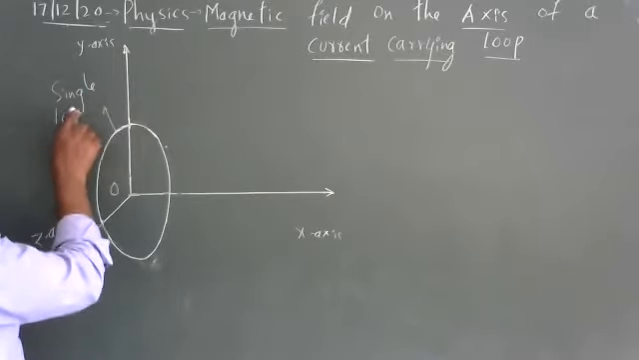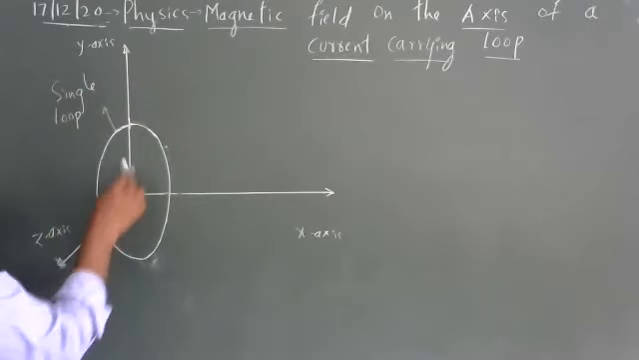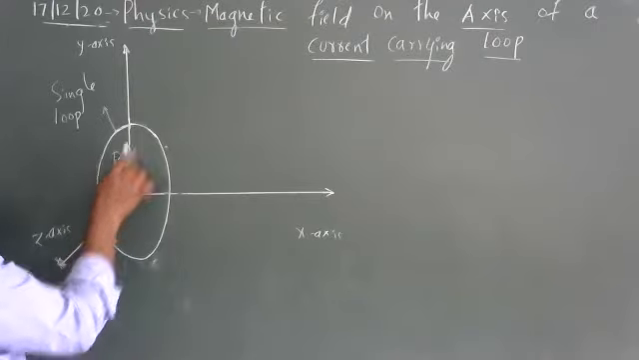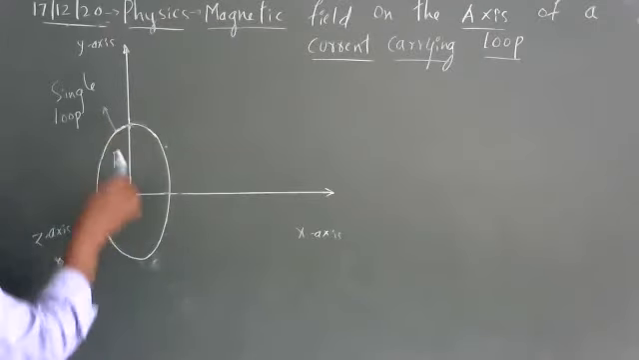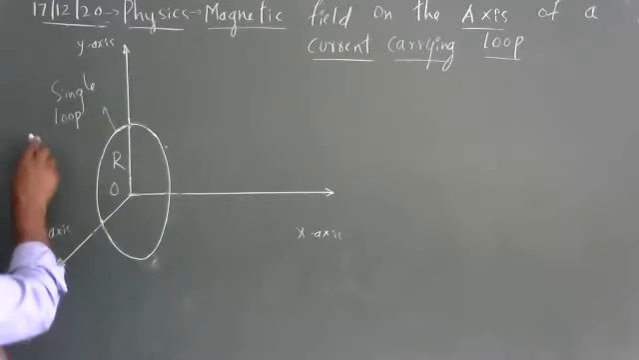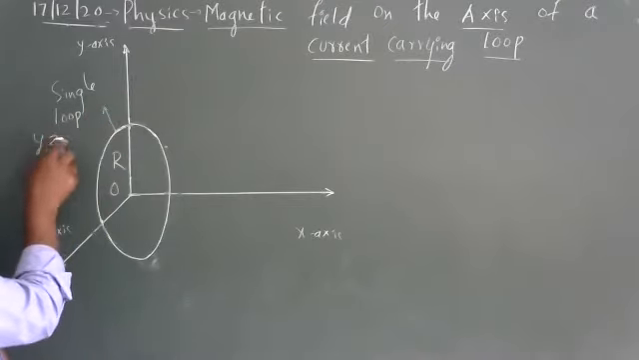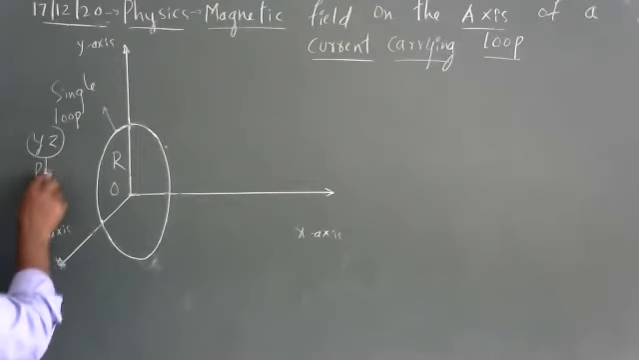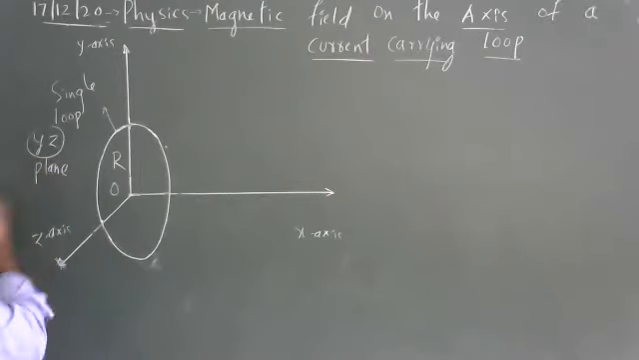Single loop. With respect to this origin, it is at a radius R. R is the radius of the loop. And this loop is present in, of course, the yz plane. The loop is present in the yz plane.